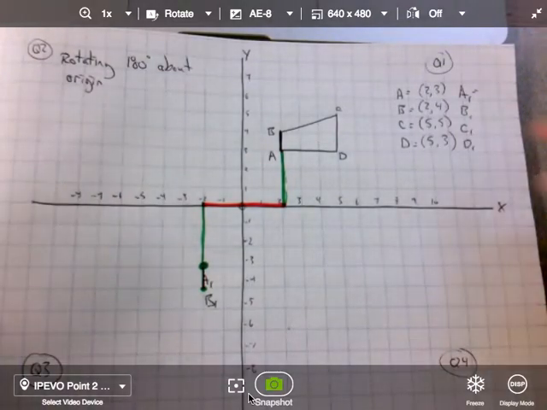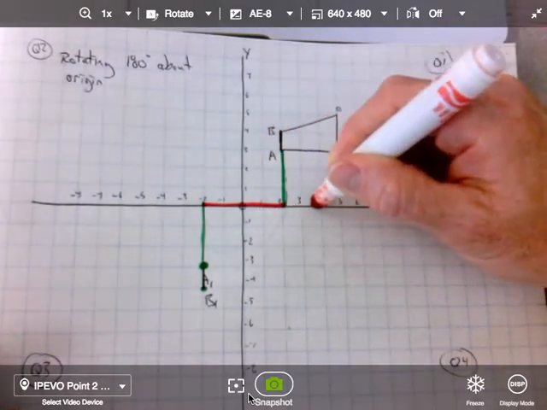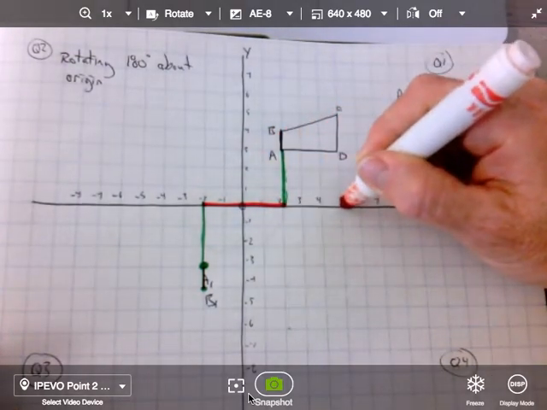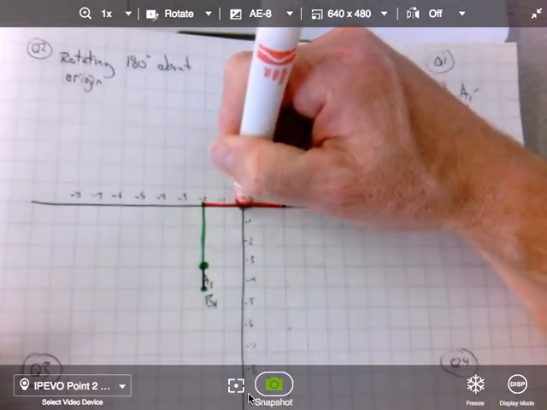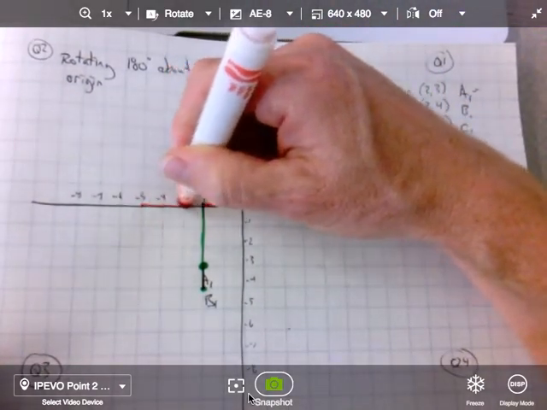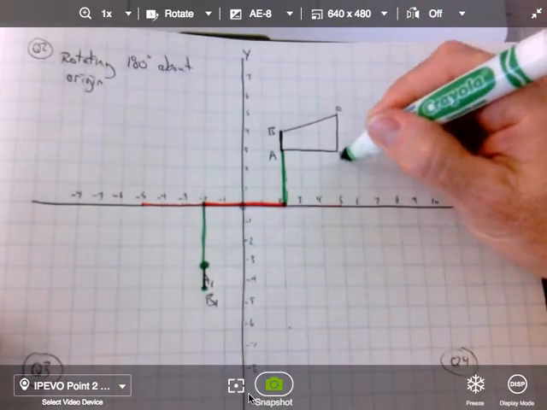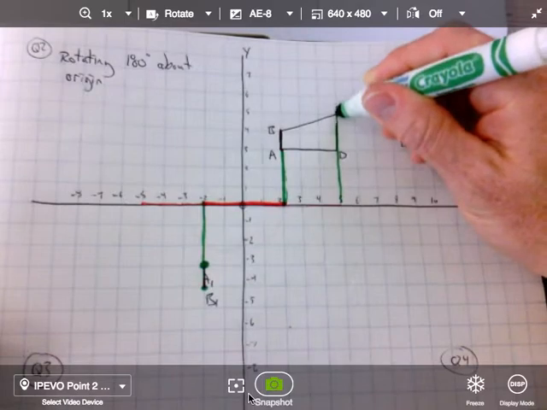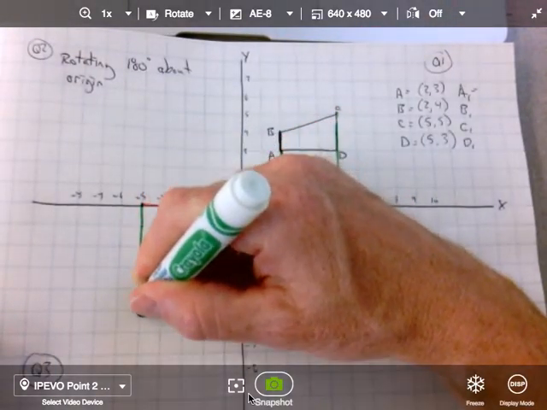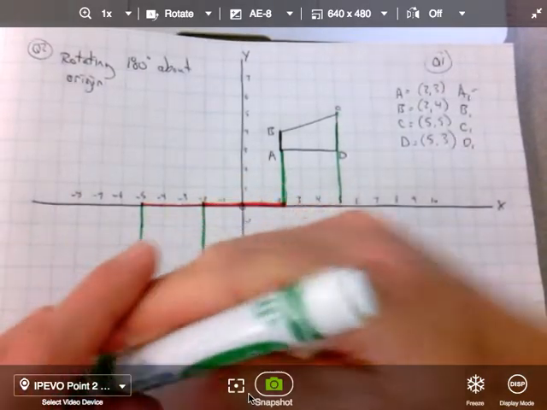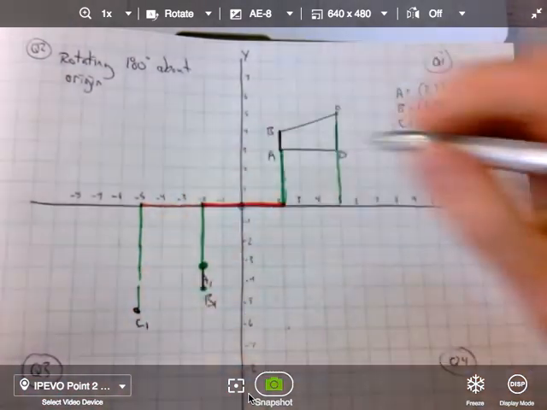Then for C, it looks like I need to go 5 along the x-axis. So I have to go 5 the other way along the x-axis. 1, 2, 3, 4, 5. And then I need to go 1, 2, 3, 4, 5 up. So if that's the case, I have to go 5 down. 1, 2, 3, 4, 5 down. So my new C is right there.